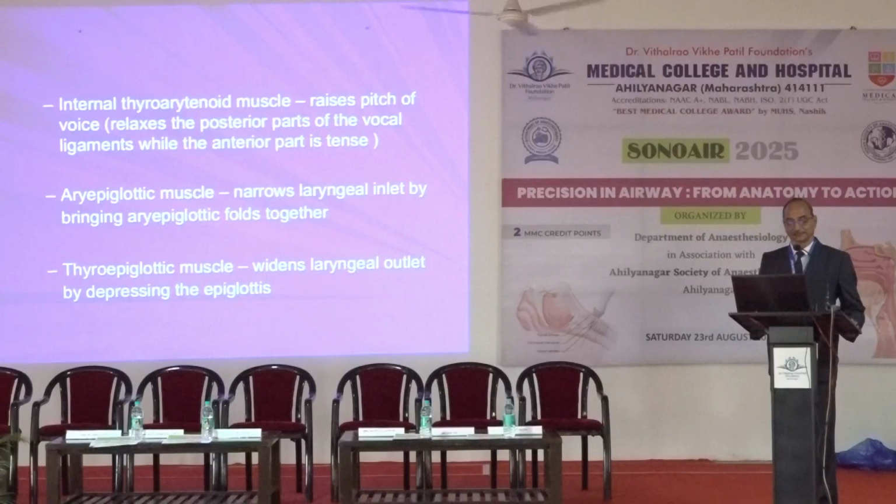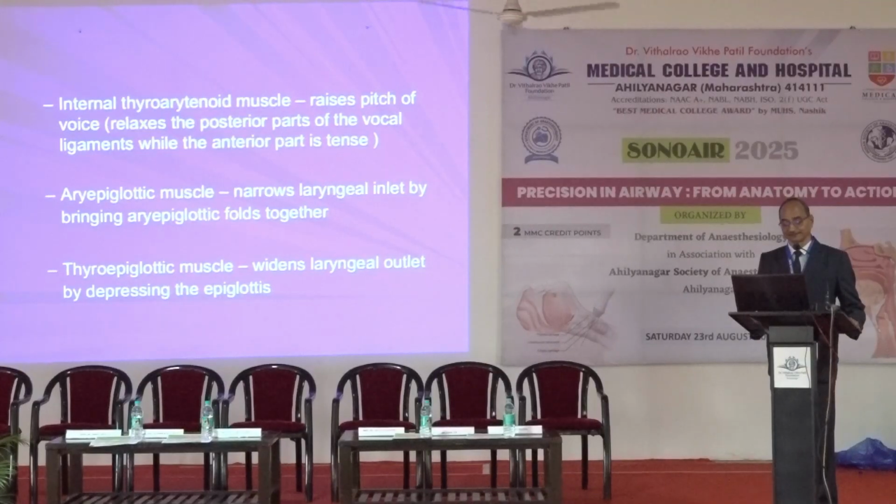Then you have the internal thyroarytenoid muscle, which raises the pitch of voice, relaxes the posterior parts of the vocal ligaments, while the anterior part is tense. You have the aryepiglottic muscle, which narrows the laryngeal inlet by bringing the aryepiglottic folds together. And then the thyroepiglottic muscle widens the laryngeal outlet by depressing the epiglottis.